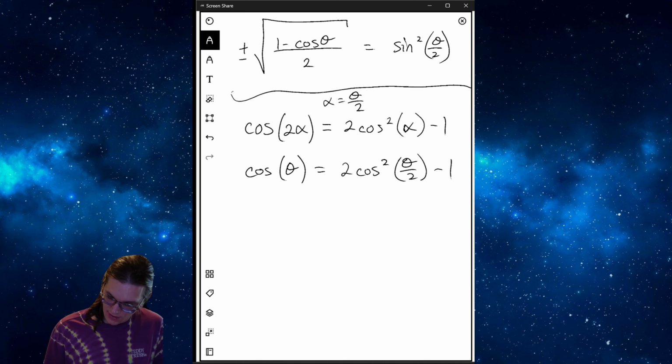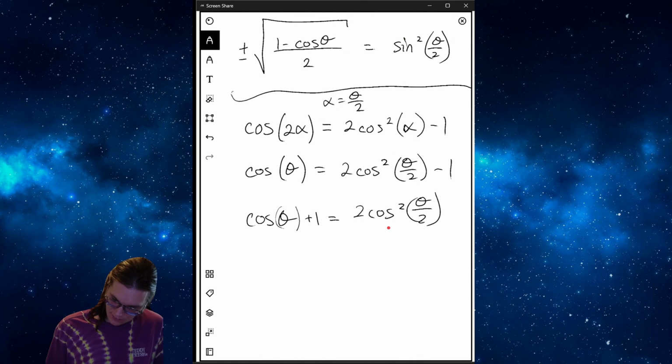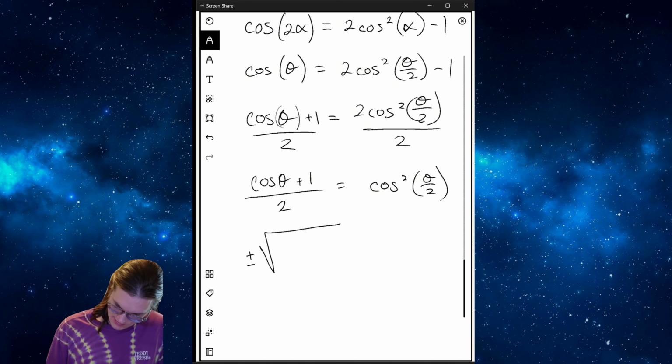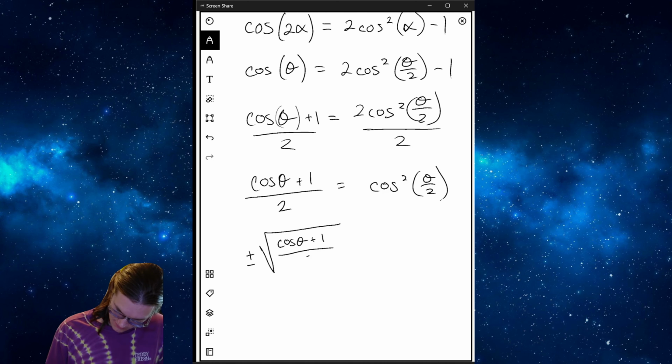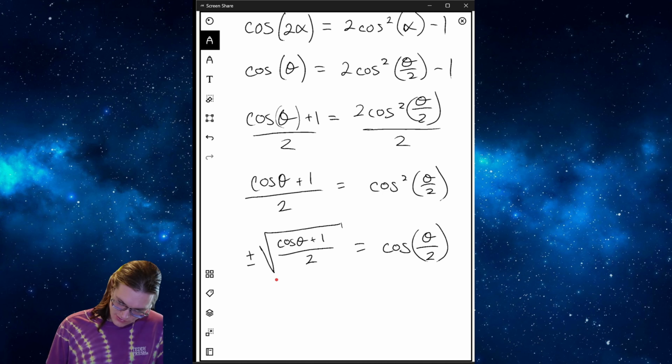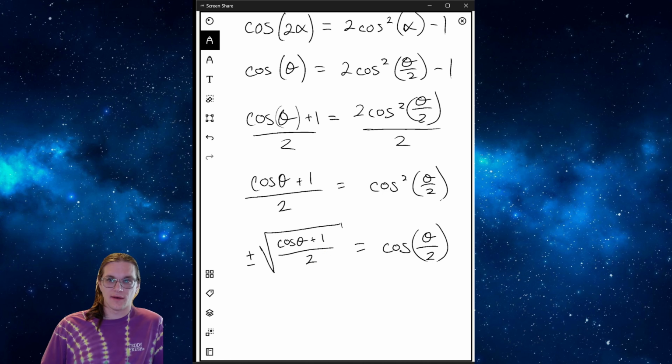And we are interested in knowing what the half angle is equal to. So we start working by moving the minus 1 over here, and then I'll divide both sides by 2. Then I'll square root both sides, which, remember, when you do that, plus or minus. So that's how you get that part of it. So that shows that the cosine of half of an angle is equal to plus or minus the square root of cosine of the angle plus 1 divided by 2. And that's how you would do that.